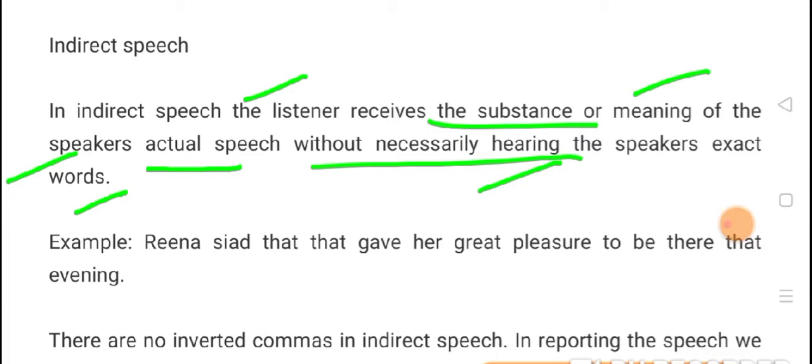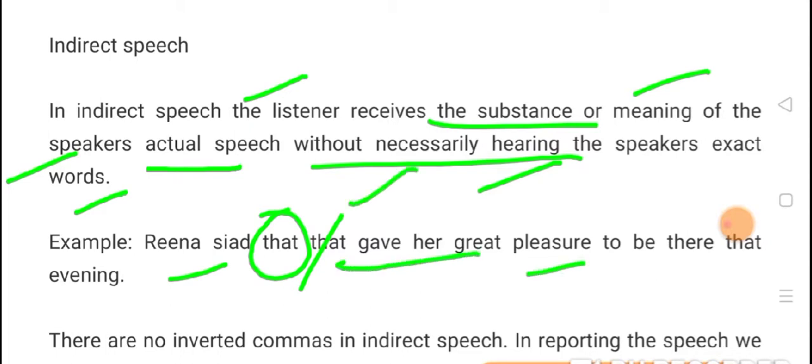Okay, so in this case there would be no inverted commas, because there is no exact word of the speaker. So you can see here, Reena said that it gave her great pleasure. "It gives" has been changed into "gave," "to be here" changed into "to be there," and "this evening" changed into "that evening." So, Reena said that it gave her great pleasure to be there that evening. Understood? So there would be no inverted comma, and there would be some changing of the words.